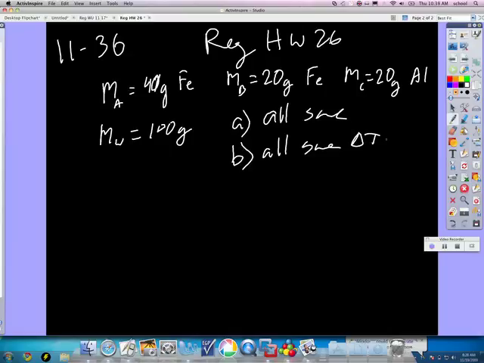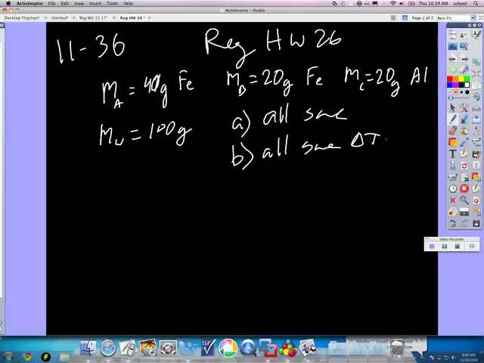Because think about the other possibility. The other possibility is that in 30-degree water, you've got iron at 40 and aluminum at 10. What? No, that doesn't make sense. Okay, not just because none of them are 10, but you get the idea.